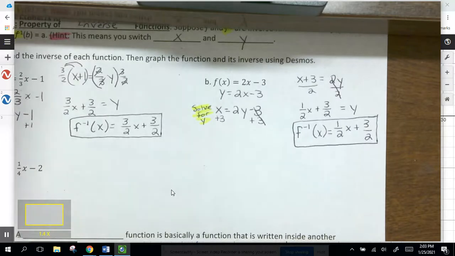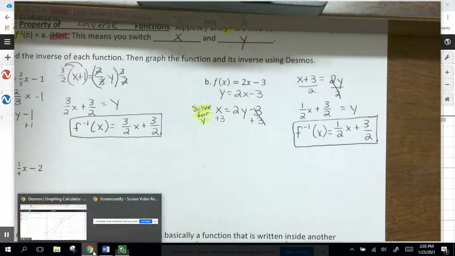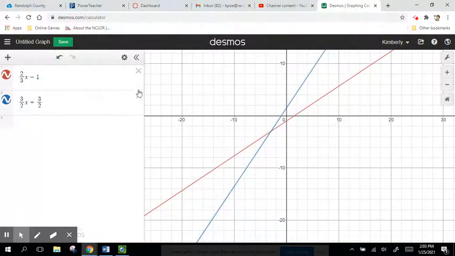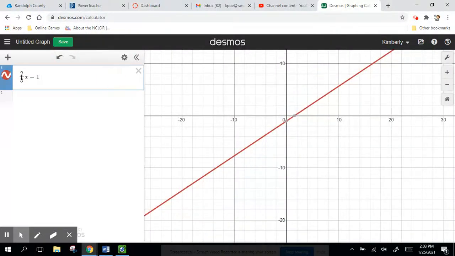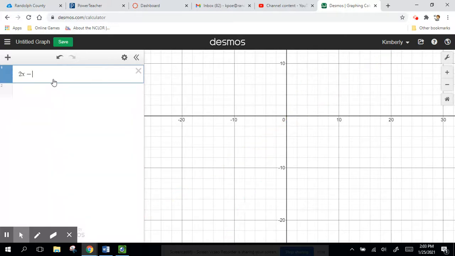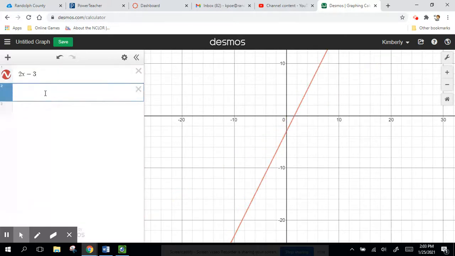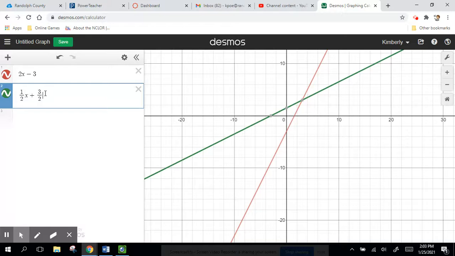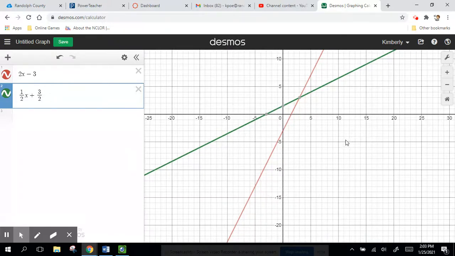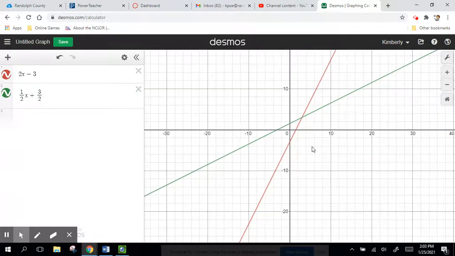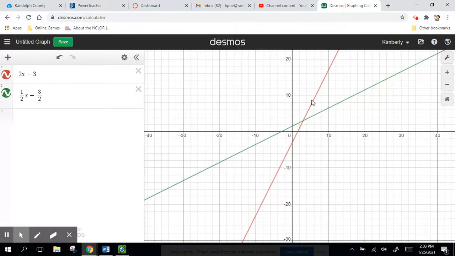Okay. Now, if I wanted to graph both of those, I would go to Desmos. I'm going to turn these off. And we're graphing 2x minus 3. And also 1/2 x plus 3/2. And that's what those two graphs would look like. So the red one is your original function, and the green one is your f inverse. Okay?